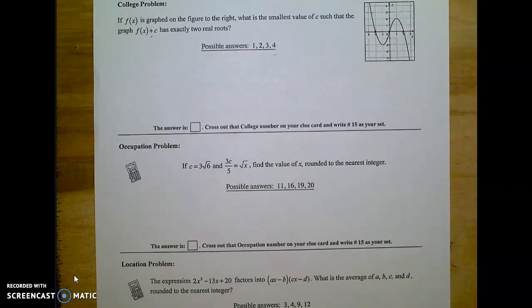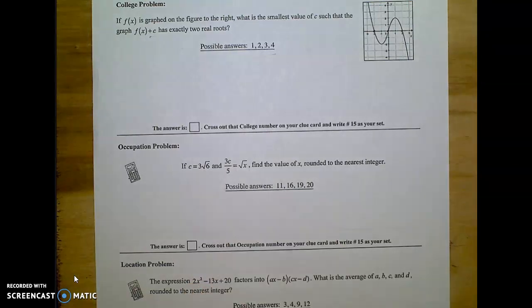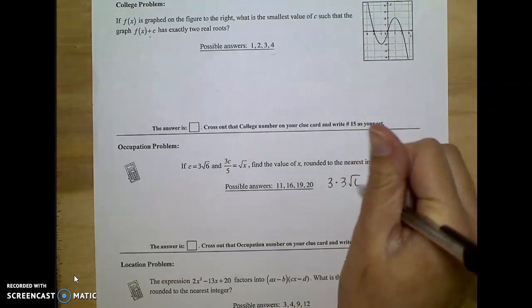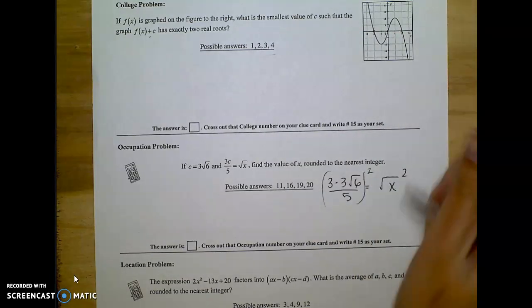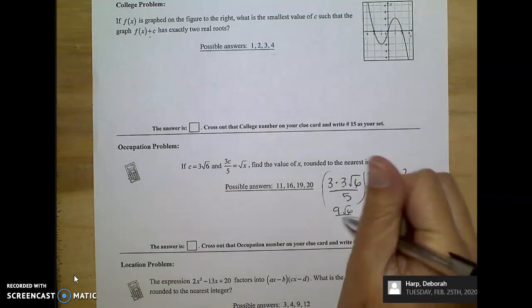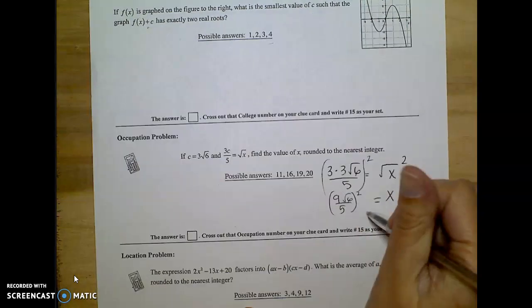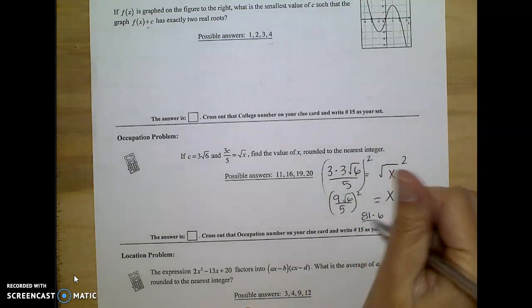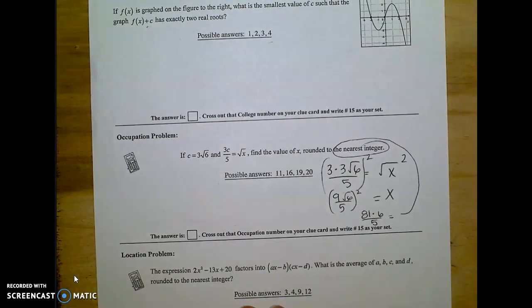Okay, our occupation problem, if c is 3 root 6 and 3 over 5c is square root of x, find the value of x. So I plugged in c. And then to solve for x, I realized I was going to have to square both sides to get x alone. Now here I really have 9 root 6 over 5, and when I square that, I have to square all the things in there. So it's going to be like 81 times the square root of 6 squared is just 6 over 5, and they want me to find that and round it to the nearest integer to pick the correct answer.